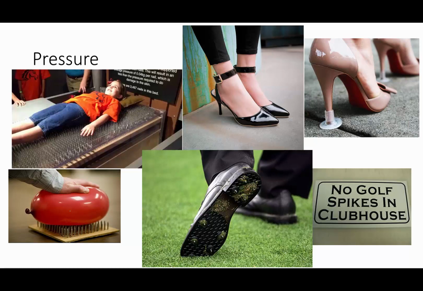Same thing with the balloon. Balloon over one nail, that's going to be dangerous, but a balloon over many is survivable. Golf spikes. Golf spikes are fabulous when you're out golfing because they're going to give you nice grip on the grass, but they don't want those spikes in the clubhouse because you're going to damage the floor. All your weight, tiny little surface area, and you're going to punch holes all over the floor.